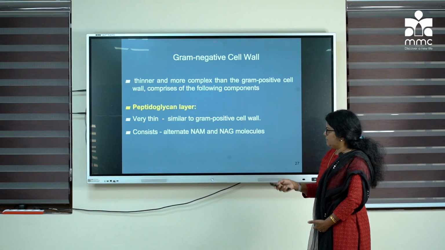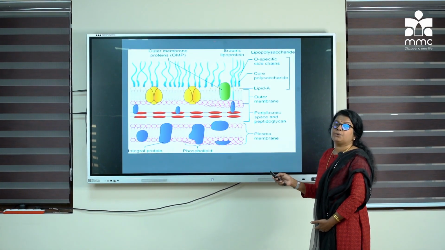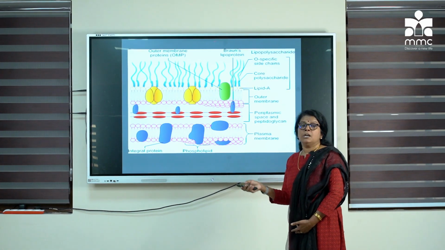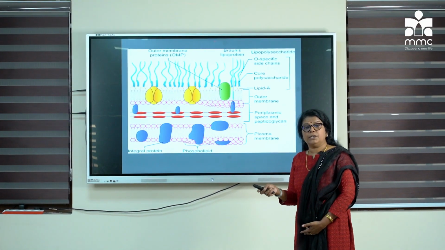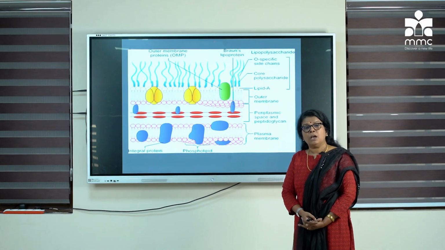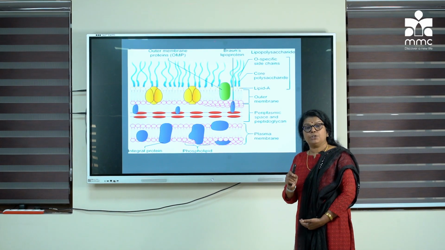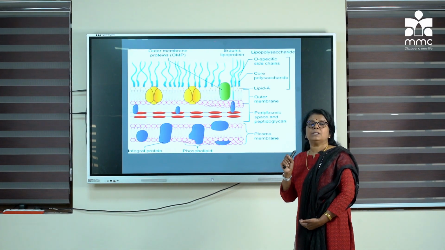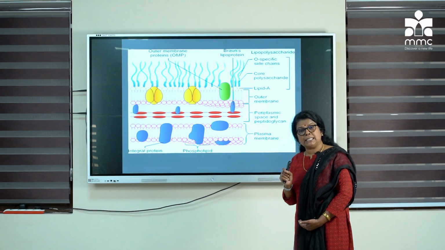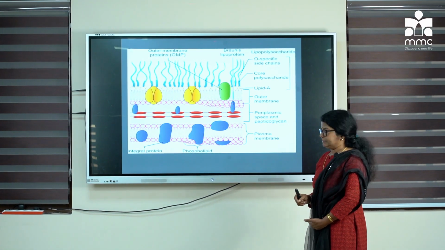So apart from this, there are so many other structures also in the case of gram-negative cell wall. So these structures are very important. You may get a question like gram-positive as well as gram-negative cell wall, or else just bacterial cell walls. So in that case, you have to draw and label both gram-positive as well as gram-negative cell wall and describe the structure in detail.